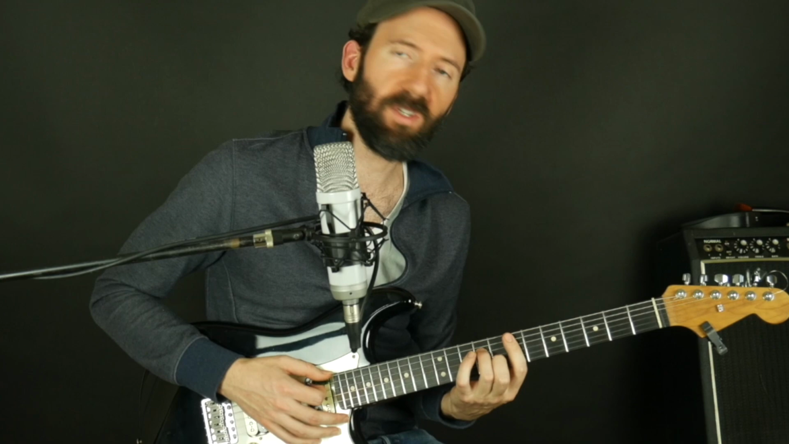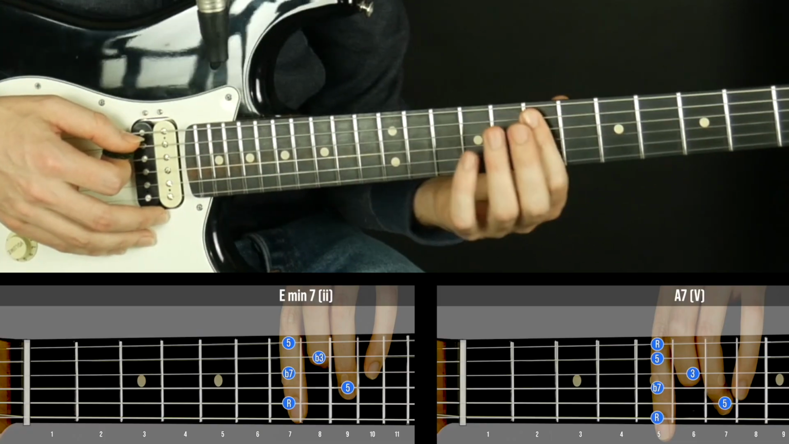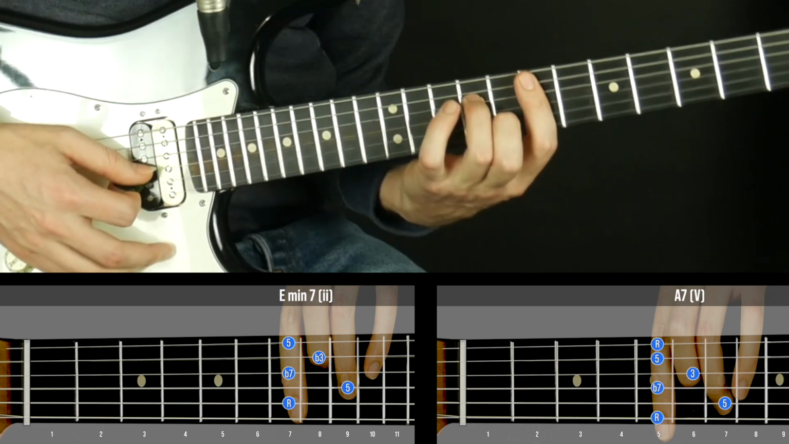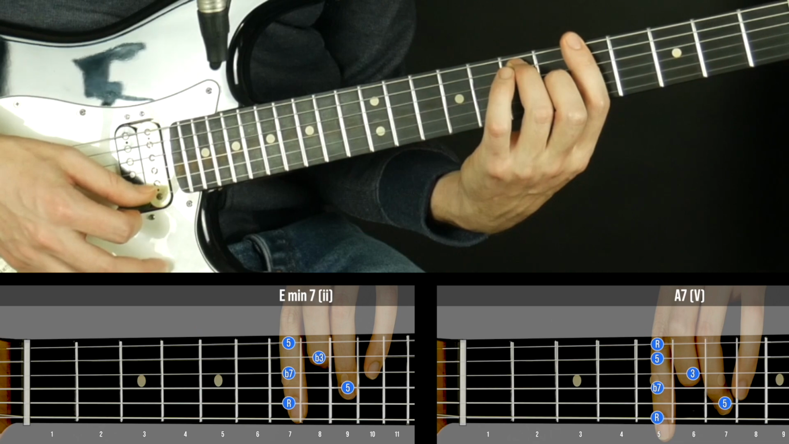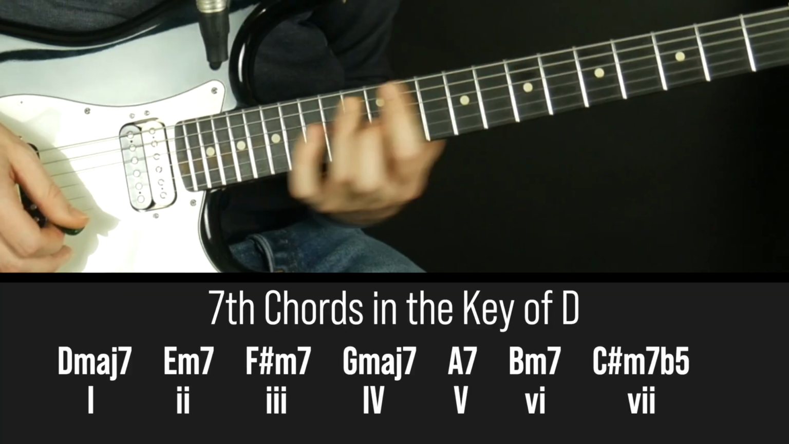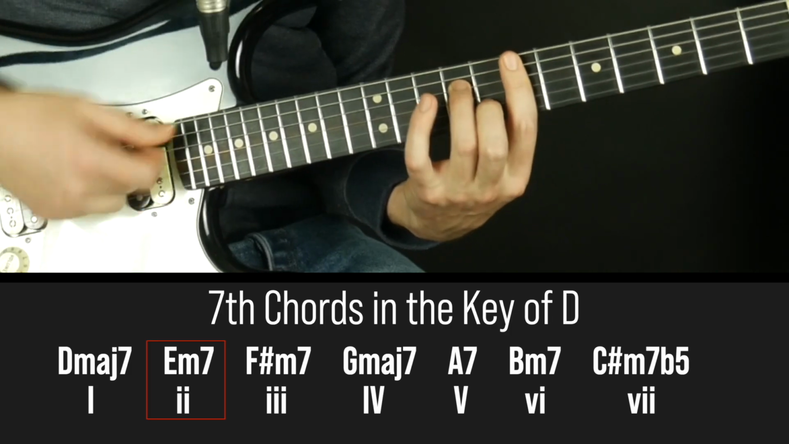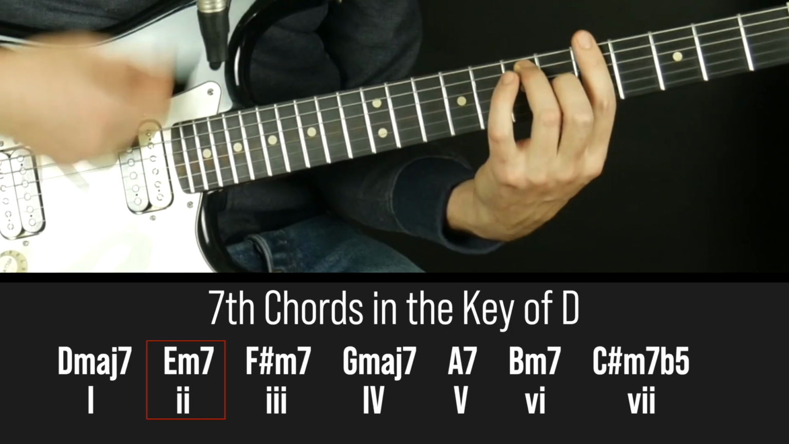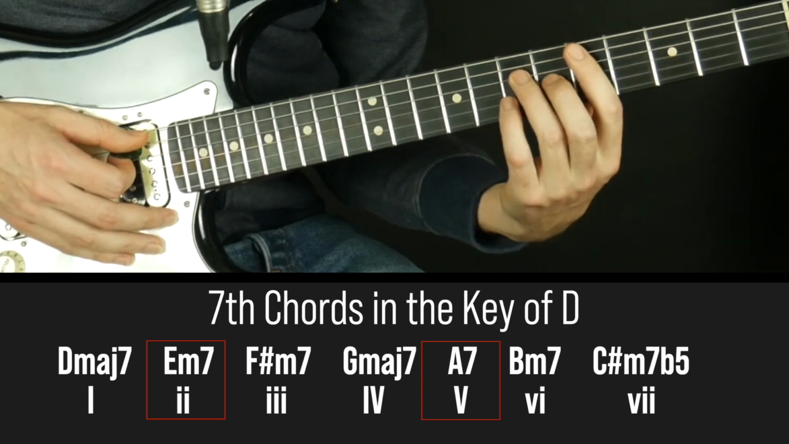So next up, we've got Use Me by Bill Withers, which is such an awesome 2-chord groove. And this one goes from E minor 7 to A7. And really, this is just a 2-5 vamp. 2, 5, in the key of D.